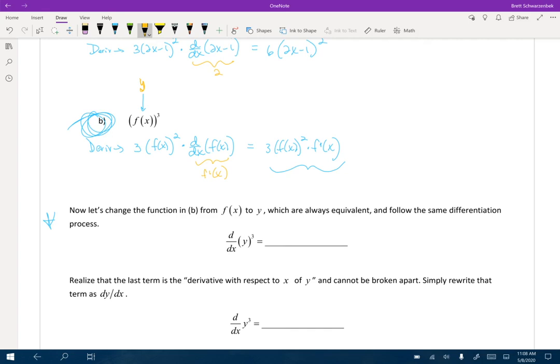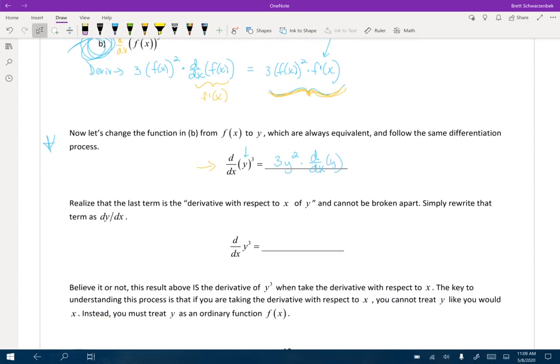So what we're going to do is we're going to do that right now. Instead of taking the derivative of f of x cubed, we're going to take the derivative of y cubed. All right, well, we know that this right here is the derivative of f of x cubed. So we should be able to follow that and just replace f of x with y. We get 3y squared times the derivative of the function. Okay, well, we have to find the derivative of, well, the function is y.